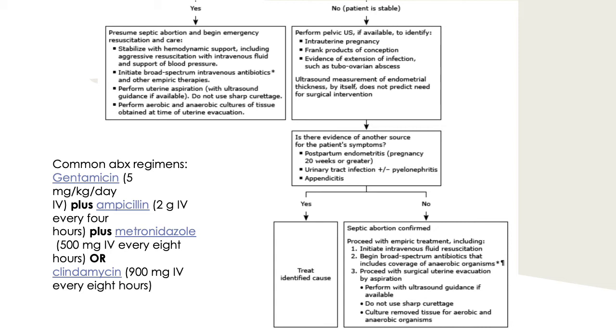The next question in the algorithm in a stable patient is: is there evidence of another source for the patient's symptoms? So if a pregnancy is greater than 20 weeks, we do consider that more an endometritis picture rather than a septic abortion. And then, of course, we follow along the lab tests that we did to watch for possible urinary tract infection, plus or minus pyelo, or an appendicitis picture, which the patient should ideally be evaluated for when they present to the emergency room.